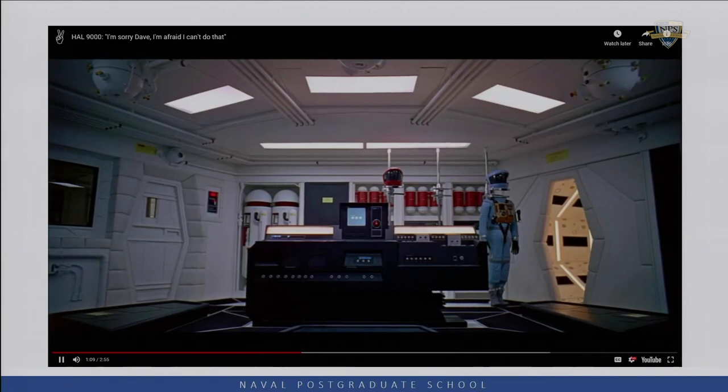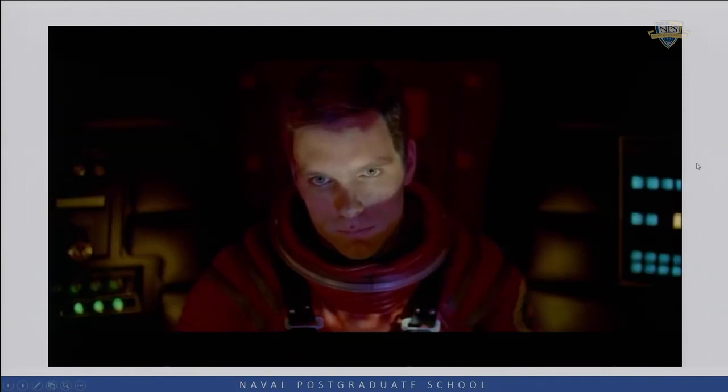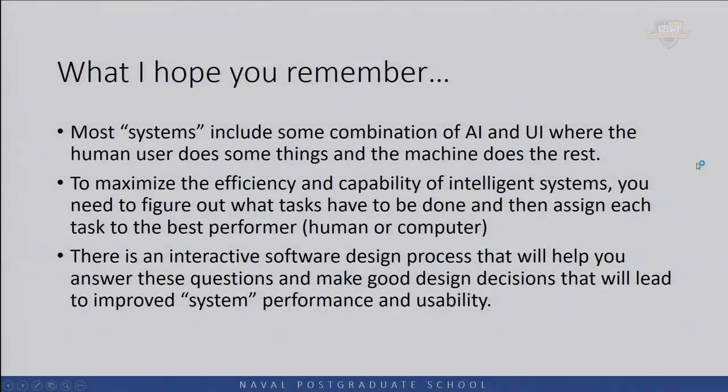Okay, so let me wrap up with this. Here's what I want you to remember: most systems, I use them putting that in quotes, I want you to think of a system particularly as including the person or people who are using it. All right? And we're usually the weak link, which is why UI continues to be an important part of computer science. But it's usually a combination. Most of the things we care about are a combination.